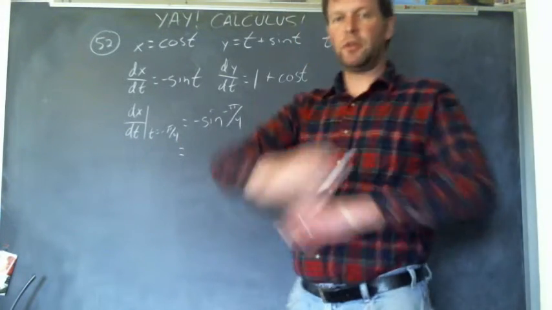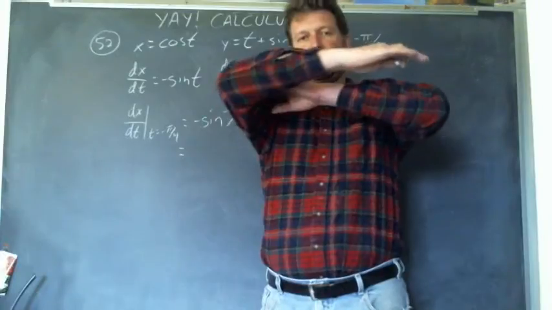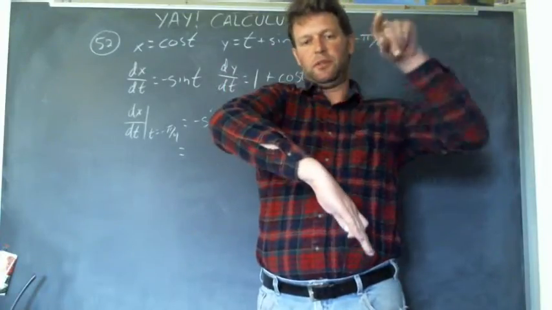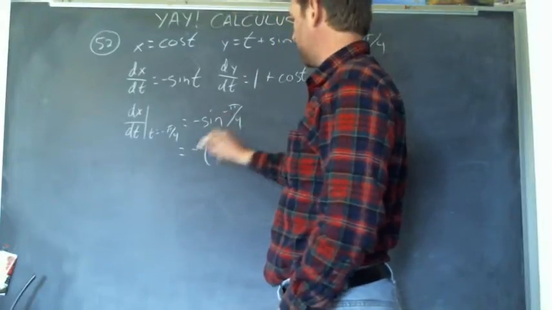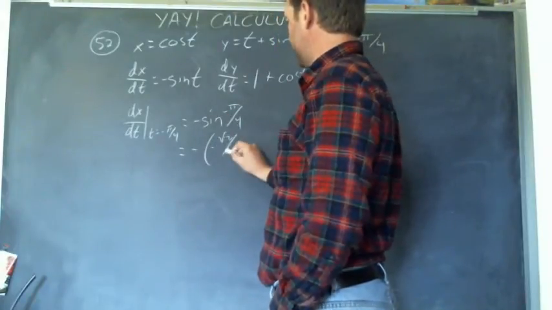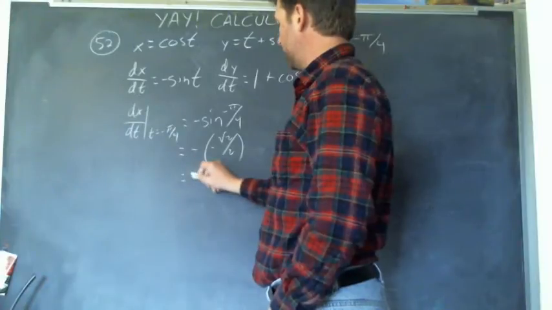Negative pi over 4, how about like this? Here's our circle. Negative pi over 4 goes down just like that. So sine is going to equal negative radical 2 over 2. That's negative, and this negative. This is negative radical 2 over 2. That's just radical 2 over 2.